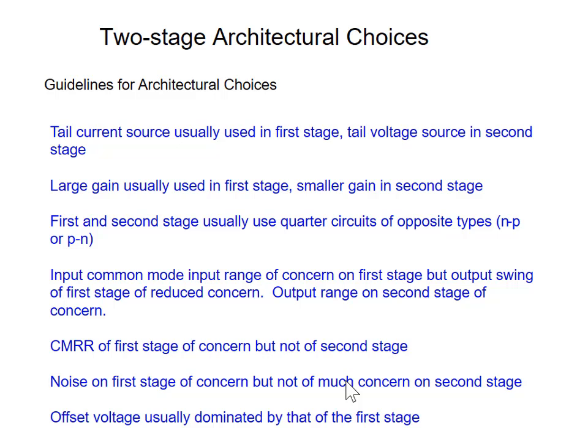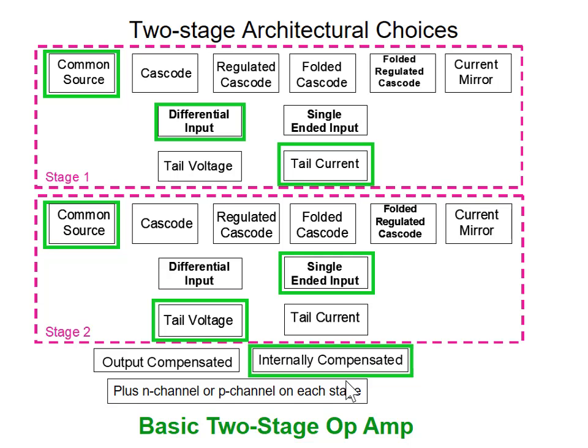Input common mode range is of concern on the first stage, but output swing of the first stage is of reduced concern because you've got a big gain on the next stage. Output range on the second stage is of big concern, but not the common mode input range. Common mode rejection is of concern on the first stage, but not on the second stage. Noise on the first stage is of concern, but not much on the second stage. Offset voltage is usually dominated by that of the first stage. So a whole bunch of observations about characteristics that go into your selection of the architecture.